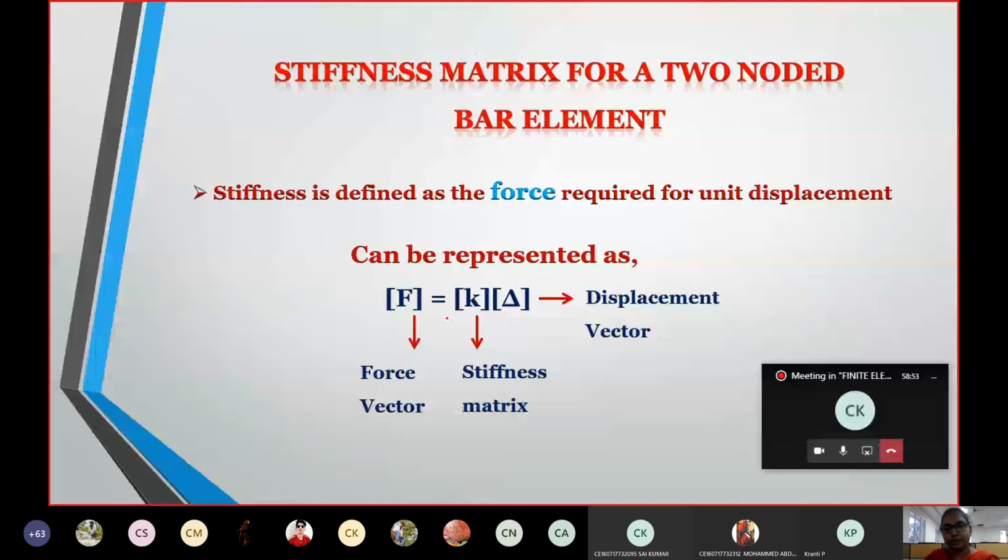In your TOS 2, if you remember, we have two types of methods for solution. Unit 3 was force method and unit 4 was displacement method or stiffness matrix method. In force method, what we get is flexibility. Flexibility is the exact inverse of stiffness. Flexibility is the displacement caused due to unit force, whereas stiffness is the force required for unit displacement. So the whole of FEM, we are going to concentrate on this part of the section.